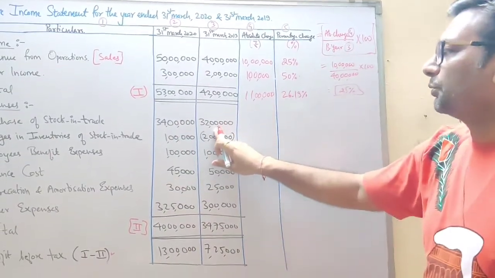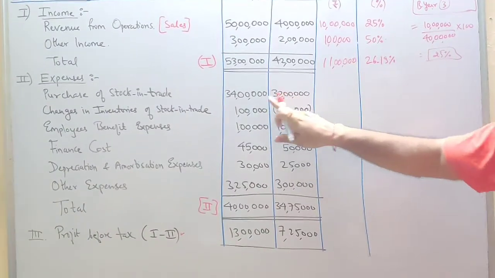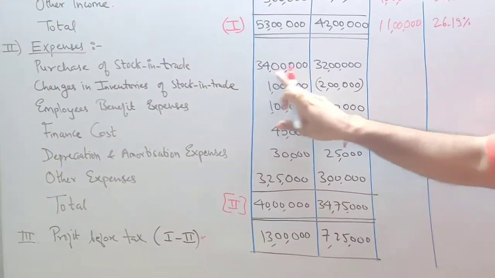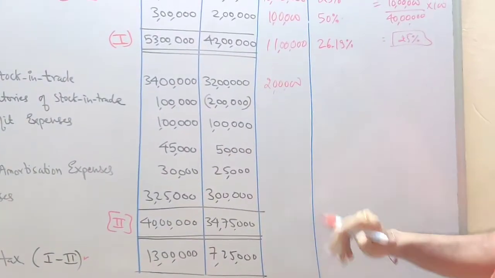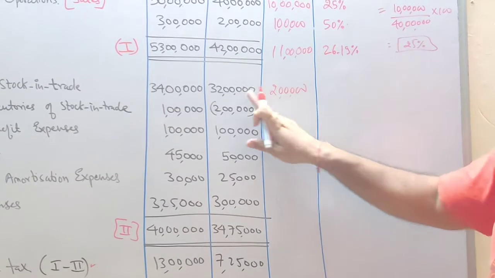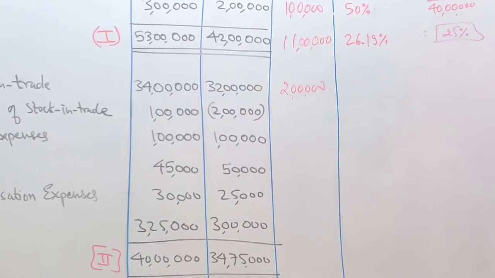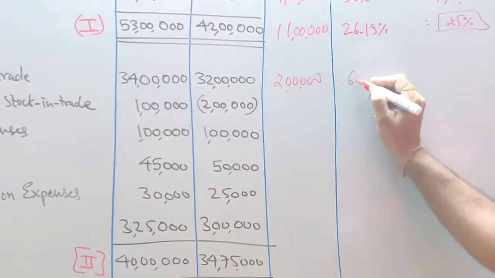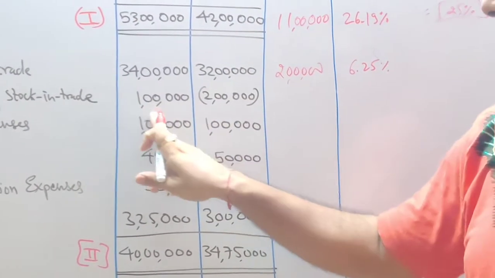34 lakh, 32 lakh. These are expenses. So last year expense was 32 lakh. In the current year 34 lakh, your expenses are increasing by 2 lakh rupees. How to find percentage? 2 lakh divided by 32 lakh. Answer is 6.25%.